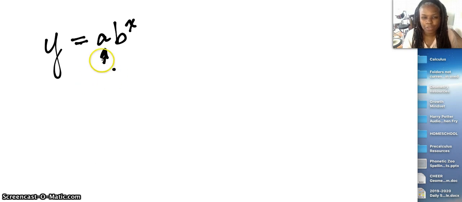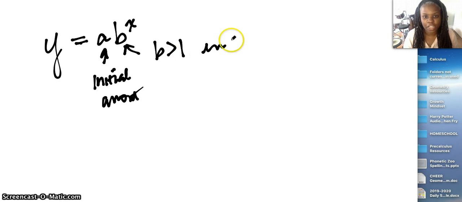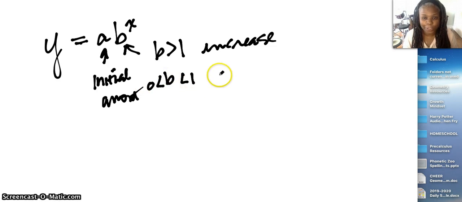Sometimes if we're dealing with money, this will be the initial amount of money that you start with. So I'm going to call it the initial amount, right? And b is going to be my rate of increase or decrease. As long as b is greater than 1, we have an increasing situation. If b is between 0 and 1, like some fraction or decimal number, we have a decrease.